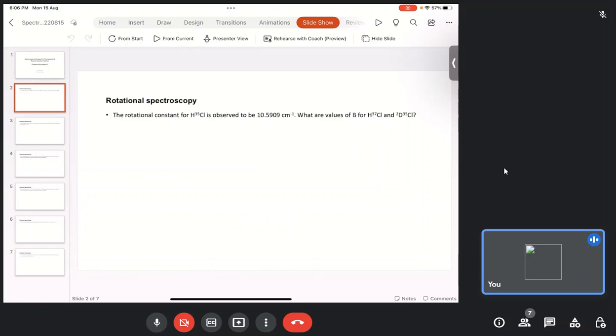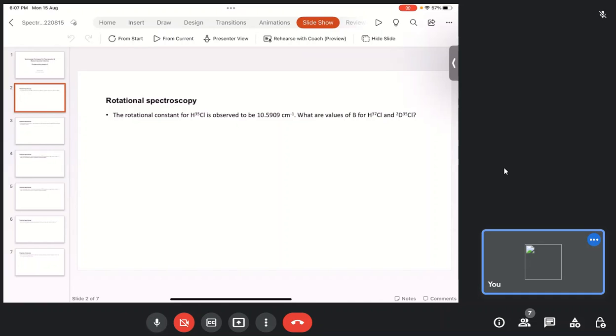To start with, we have been strictly instructed not to discuss any assignment questions. So I'm not discussing anything related to the assignments. Let's start with one of the problems from rotational spectroscopy.